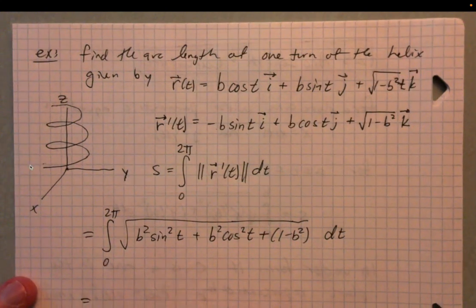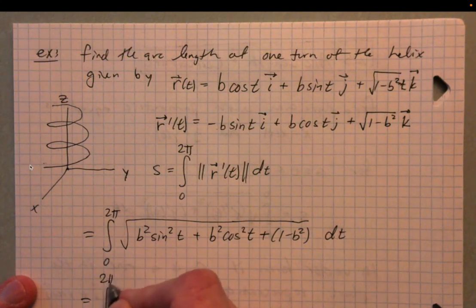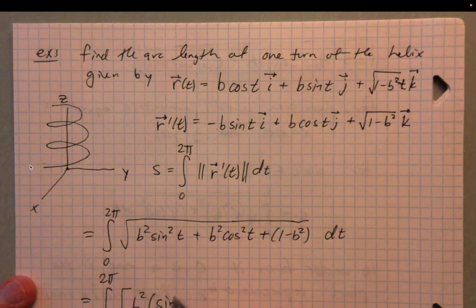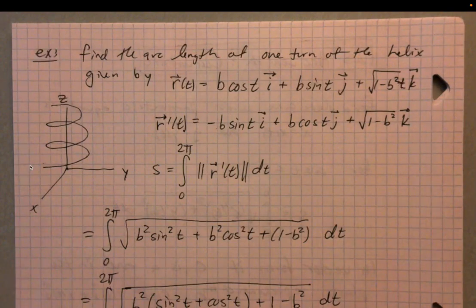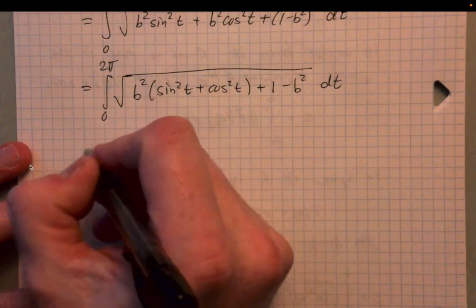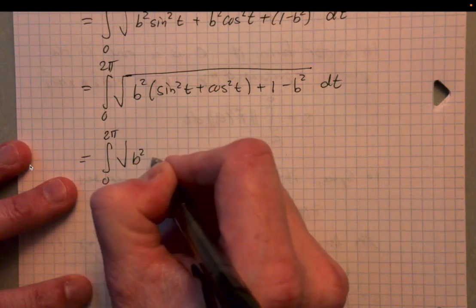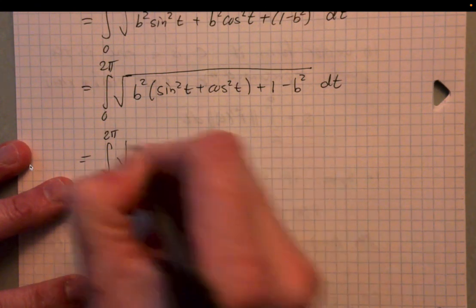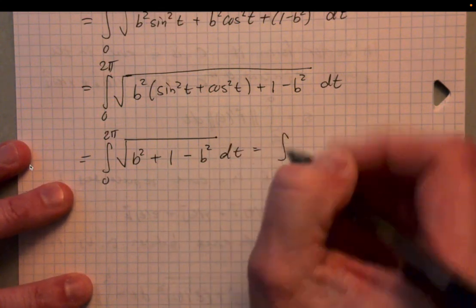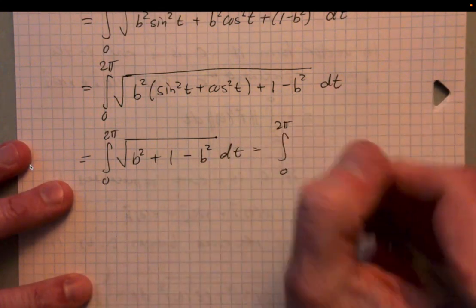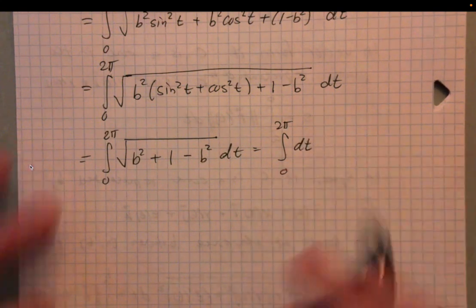Okay, and so this is a nice one because it cleans up a lot, right? So we can factor b squared out of this, and we get sine squared t plus cos squared t, and then plus 1 minus b squared, like so. And sine squared t plus cosine squared t is 1, so this is just the square root of b squared plus 1 minus b squared. So this is just the integral from 0 up to 2 pi of just 1, right? So it's just the integral dt.